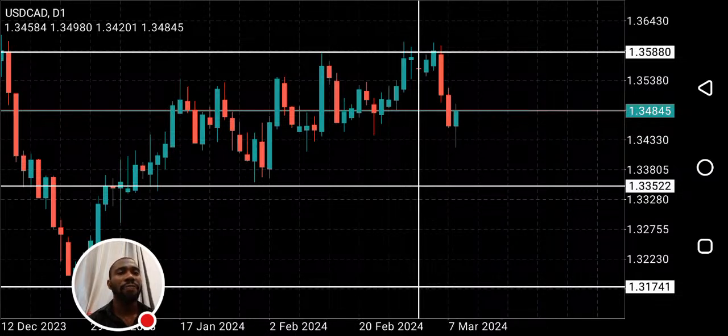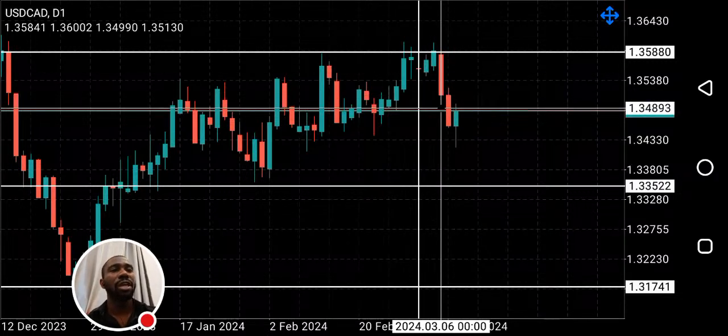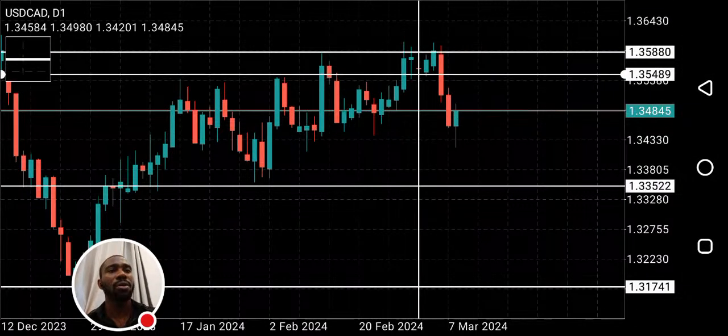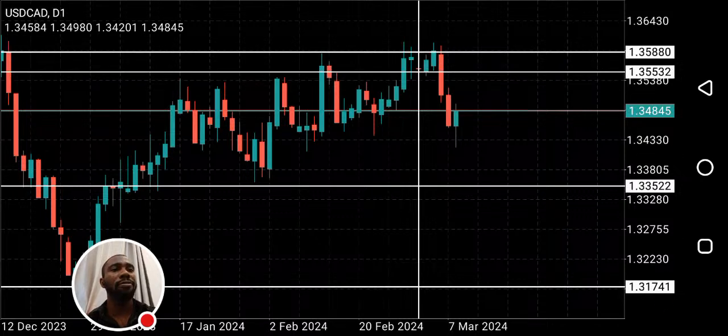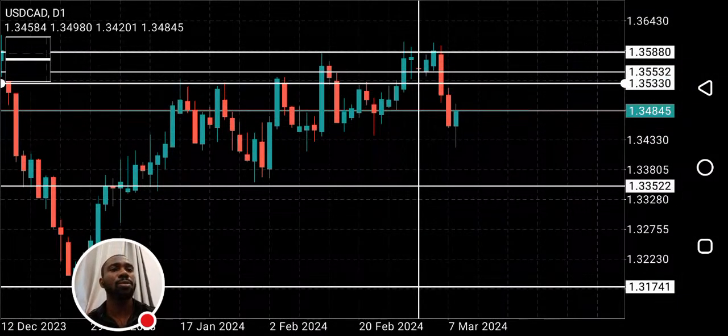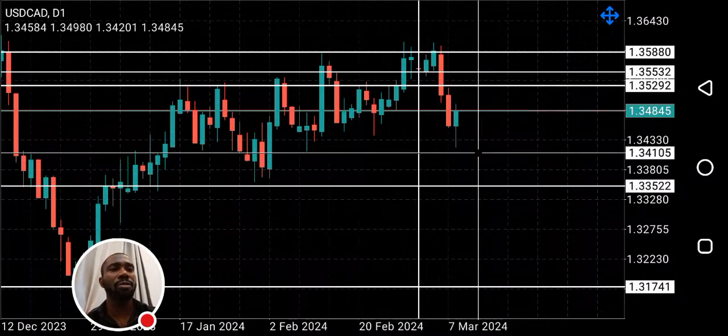After the close of this engulfing candle, a fair value gap was created. So we want to see price pull back and fill this gap before we sell USD CAD. Please wait for price to fill this gap.